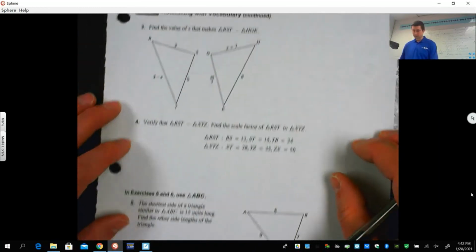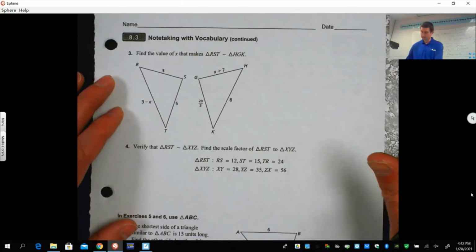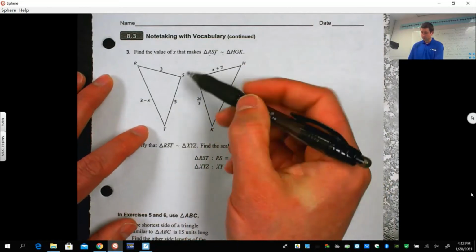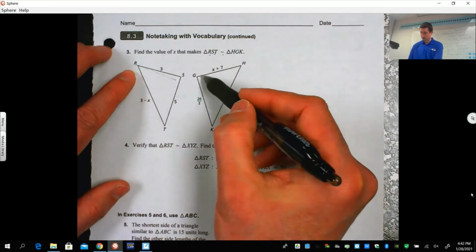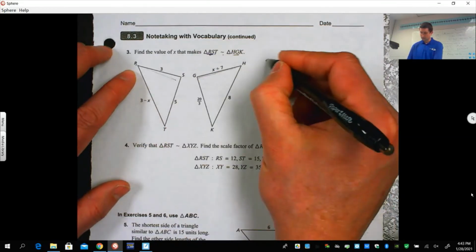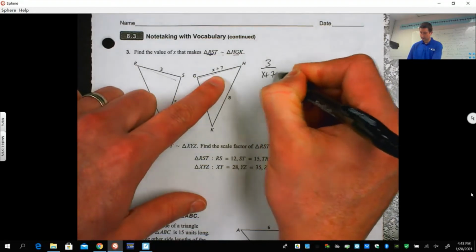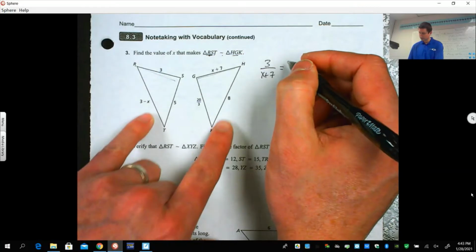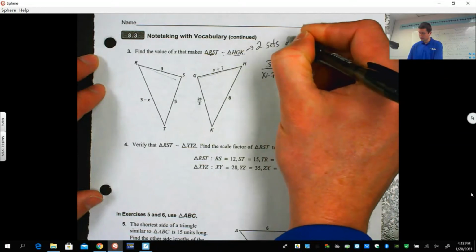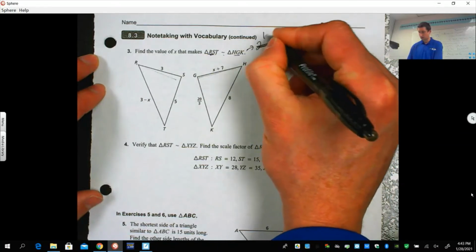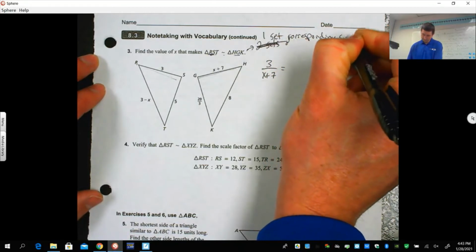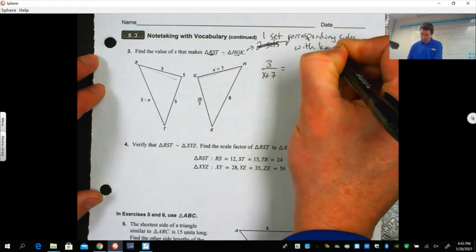This comes down to proportions here. You're going to have several examples dealing with these proportions. Find the value of x that makes RST similar to HGK. So check our sides. RS has to match up with HG. So I know 3 over x plus 7 has to equal, okay, where's my given? What we need is one set of corresponding sides with known lengths.